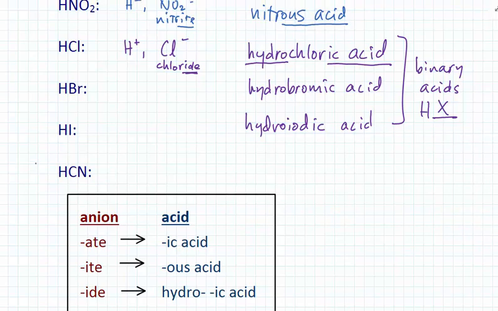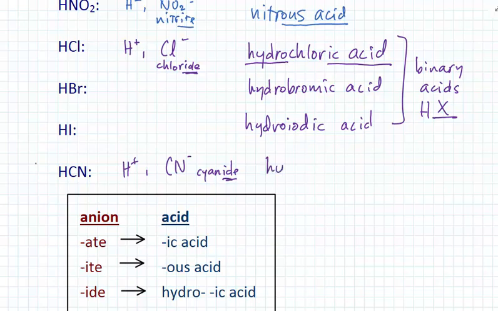Down here, though, HCN, H plus, CN minus is cyanide. So it actually gets named the same way that those binary acids did with hydro. It's hydrocyanic.